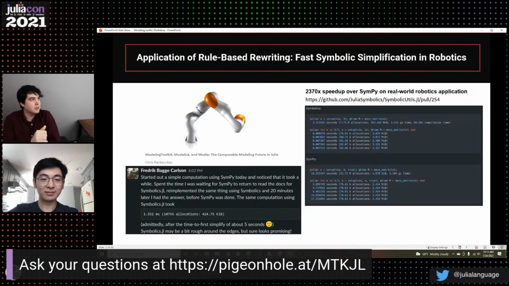There's this one post in the Slack channel where someone was trying to use SymPy. It was running a computation for 20 minutes. He decided that within the 20 minutes, he might as well just give Symbolics.jl a try because it was just released, and it ran in 1.5 milliseconds, right? So that was a nice 2,370 times speedup for his real world application in a robotic system. It's hard to tell if a 2,000 times speedup will change your workflows, but for some people it definitely does, right?